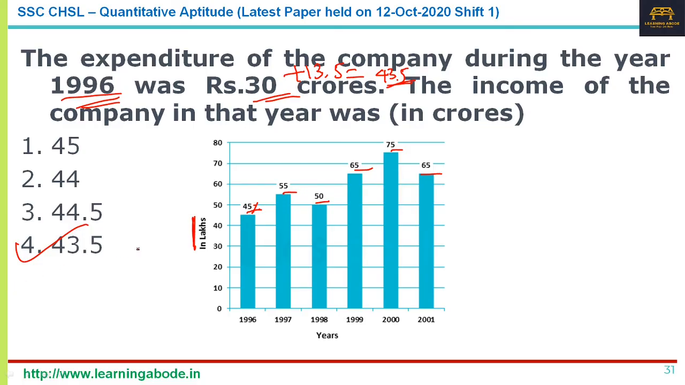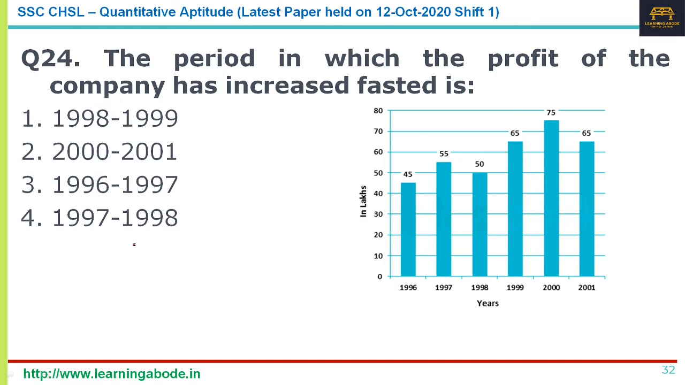See, the image says it's in lakhs. But I've taken it as 45 percentage and then I've calculated. I've got 43.5 crores because it says the answers are in crores. So this perfectly matches. But for the rest of the 2 questions, even if I change this into percentage and all, the data is still kind of inconsistent.